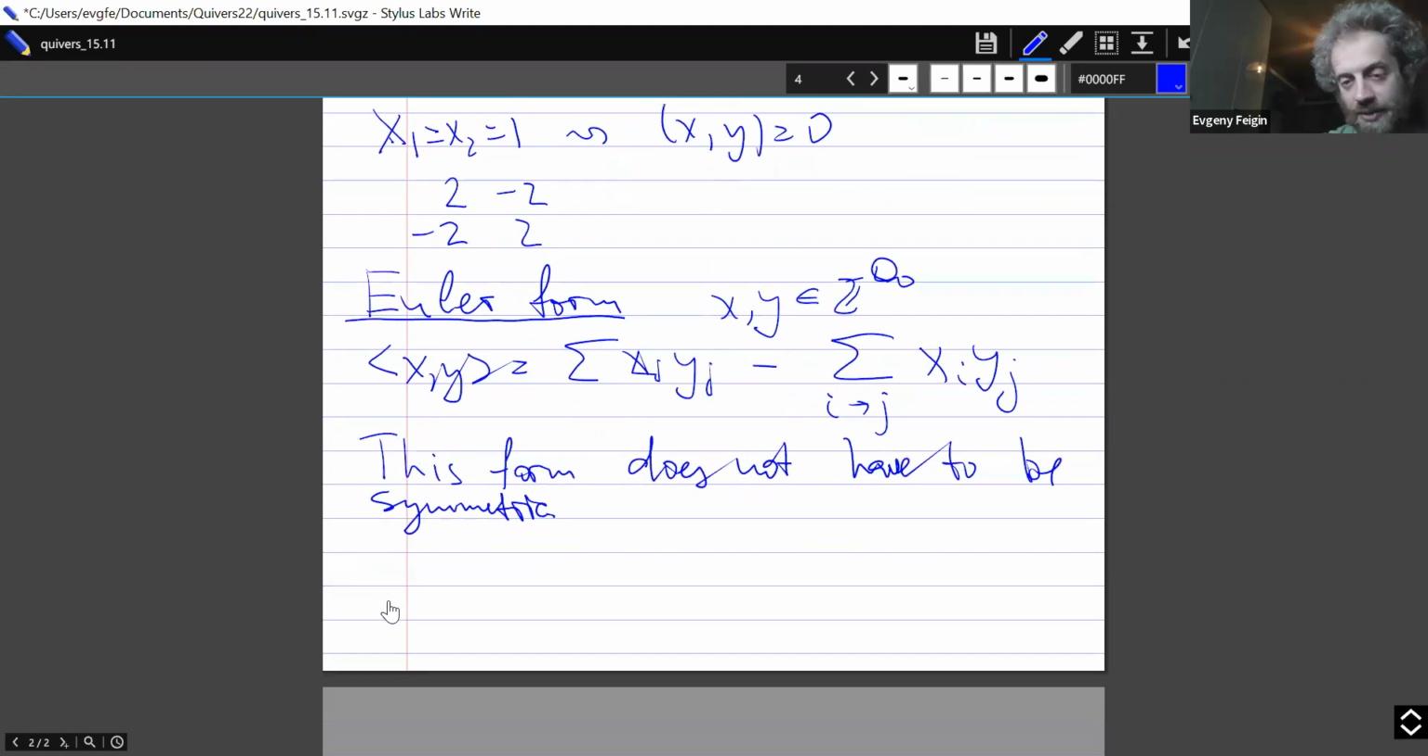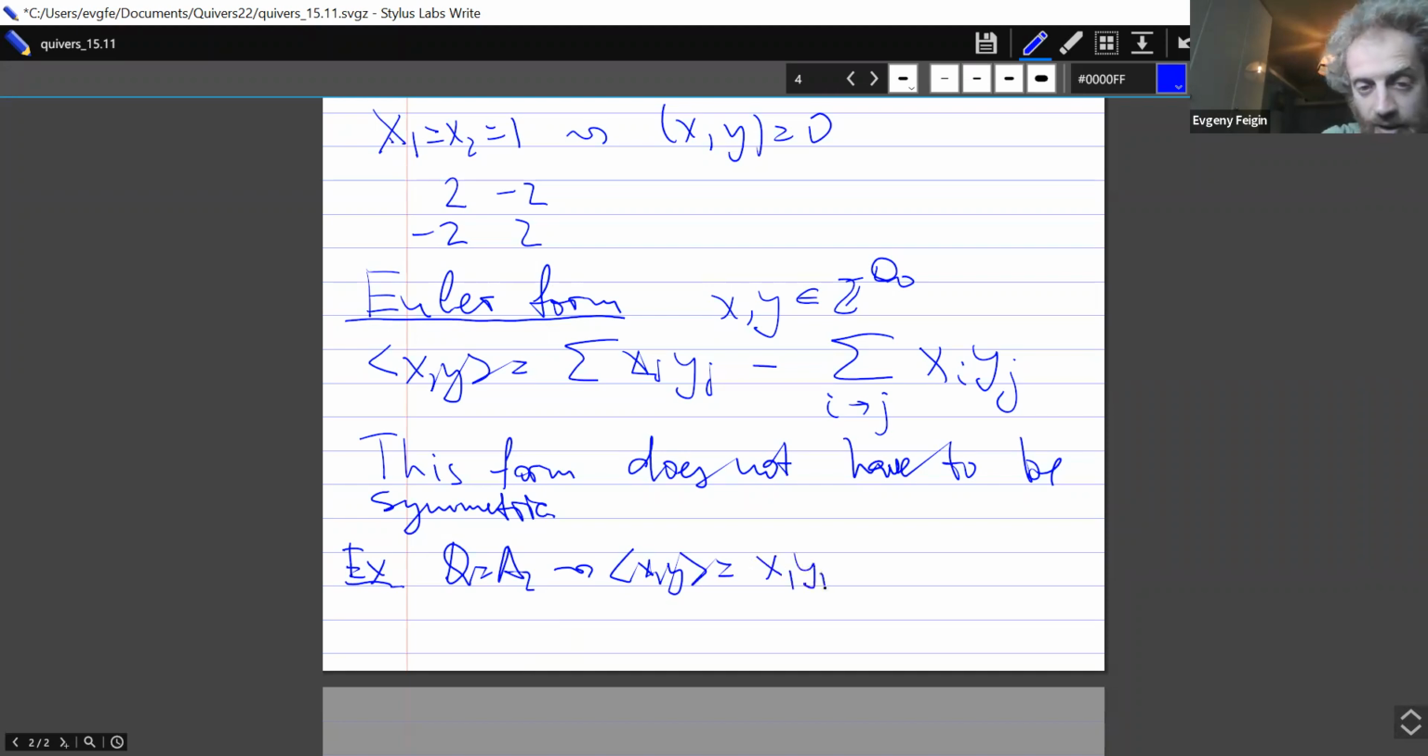Okay, but still it's useful sometimes, so we do consider it. So maybe a last example in this part. If we take U to be just a 2 quiver, then the Euler form is x1 y1 plus x2 y2 minus x1 y2. Like this. Okay.